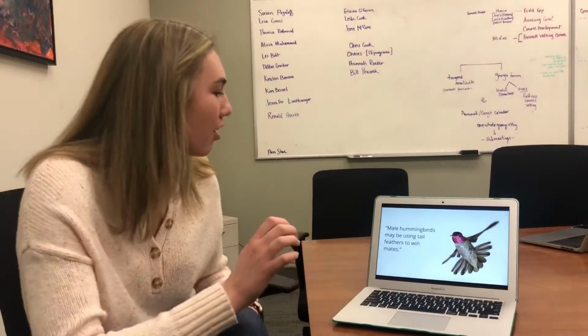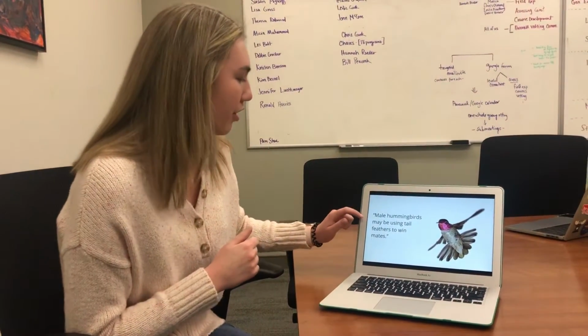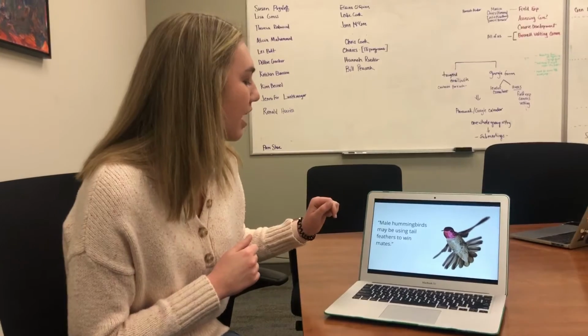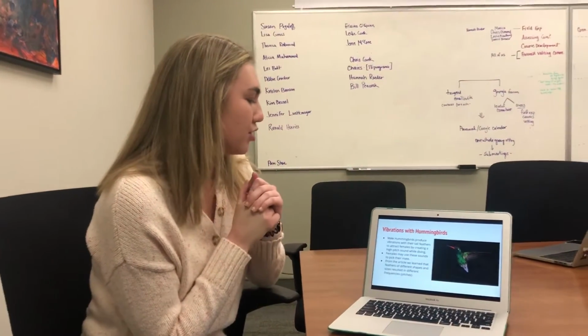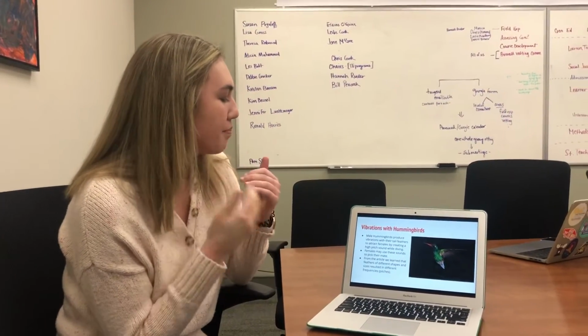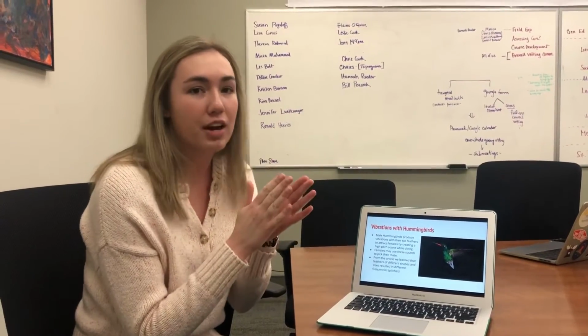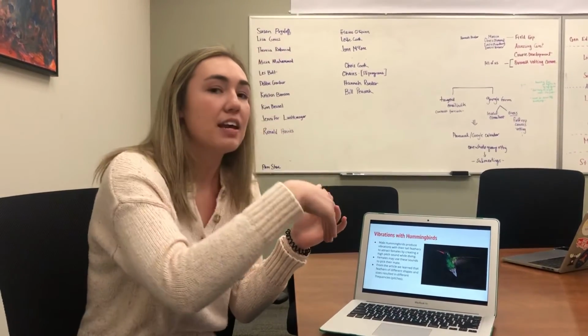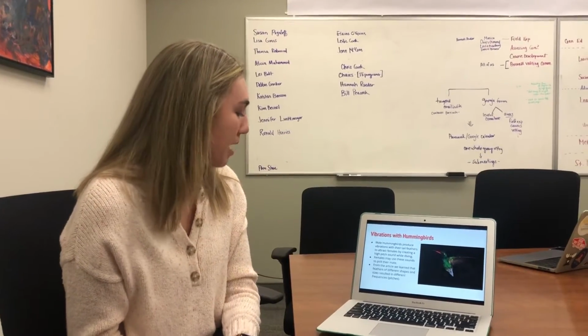Okay, so I read an article on hummingbirds. A quote straight from the article said that male hummingbirds may use tail feathers to win mates. Male hummingbirds produce vibrations with their tail feathers to attract females by creating a high-pitched sound while diving. Their tail feathers rub together, creating the vibration, and when they're diving, it creates a higher-pitched sound. So females use these sounds to pick their mate.